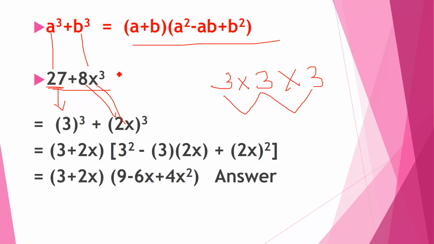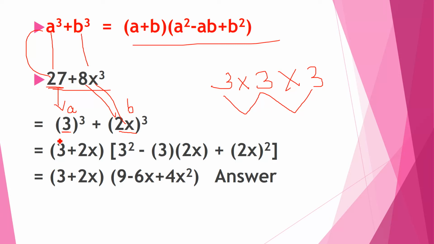So we have converted this question according to a cube plus b cube. 27 is the cube of 3 and 8x cube is the cube of 2x. So now 3 is a and 2x is b. Now we will follow this formula. Wherever you see a, you have to write 3, and wherever you see b, you have to write 2x. Okay, so now is a plus b.